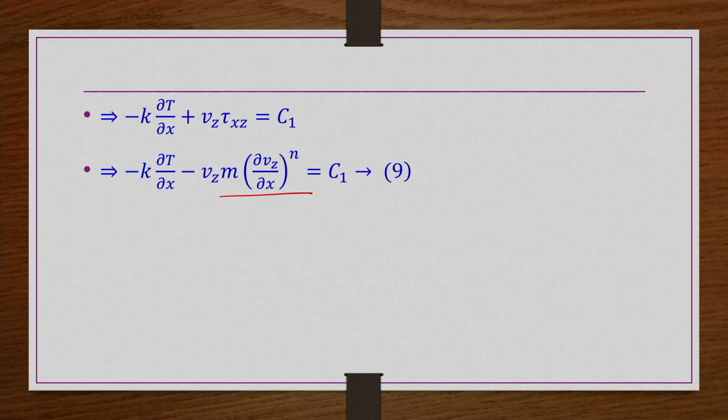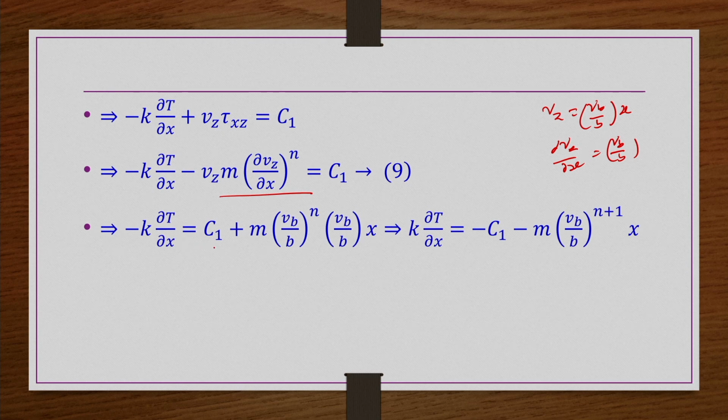Now, ∂Vz/∂x is nothing but Vb by b, because Vz is equal to Vb by b multiplied by x. So ∂Vz/∂x is going to be Vb by b. Here, in place of ∂Vz/∂x we can write (Vb/b) whole power n. So minus k ∂T/∂x is equal to C1 plus m (Vb/b)^n (Vb/b) x. This Vb/b x is coming because of the Vz term, and this is coming because of the ∂Vz/∂x term. So we should have m x (Vb/b) whole power n plus 1.